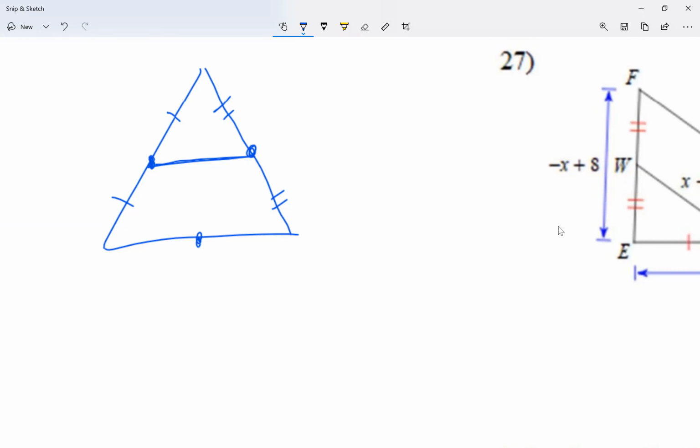So what's so important about the mid-segment? Okay, let's see. Let me highlight it in red. Looking at this mid-segment, what's so important about it? I see it's parallel to another side. Okay, good, good. The mid-segment is parallel to another side.